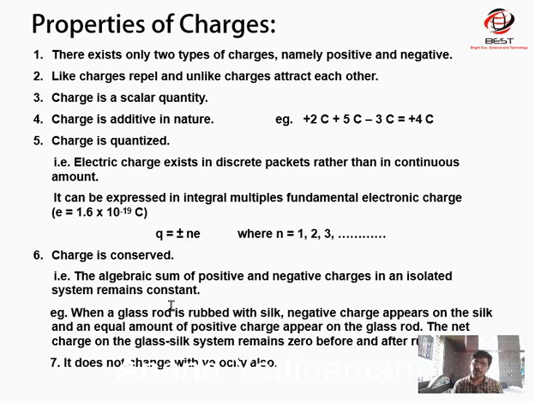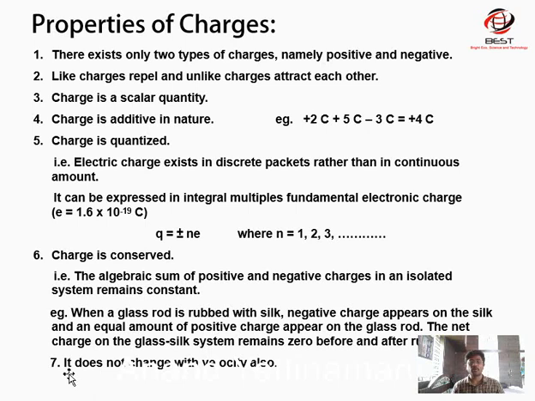And the next property of charge is that it is conserved. As we have the law of conservation of energy, energy can neither be created nor be destroyed, but it can be transferred from one form to another form. Here charge is conserved. That means charges can neither be created nor be destroyed, but these can be transferred from one body to another body. This is nothing but the conservation of charge.